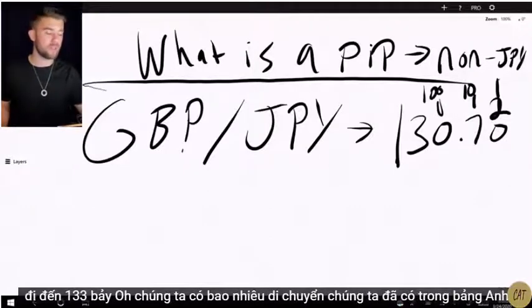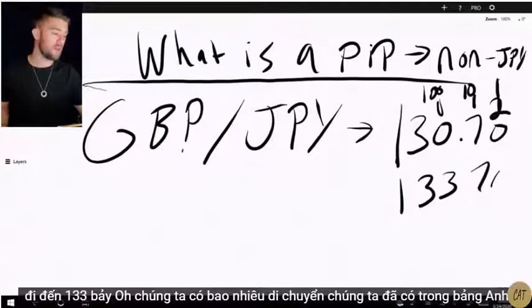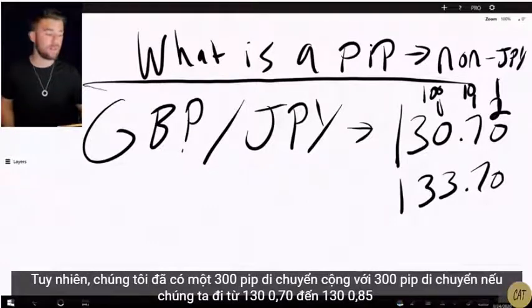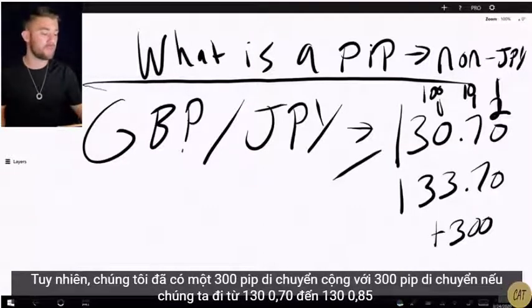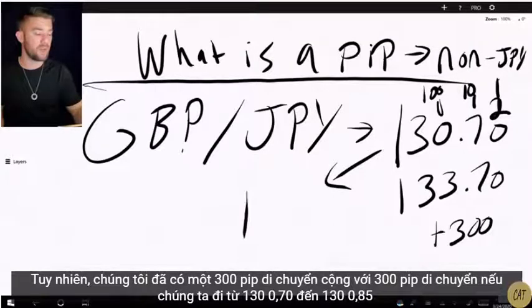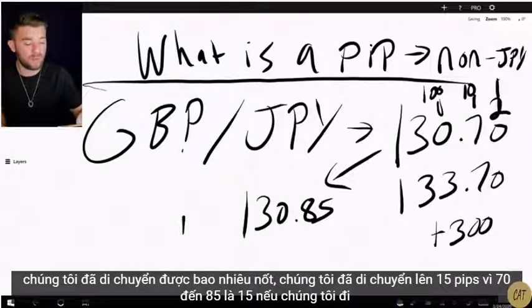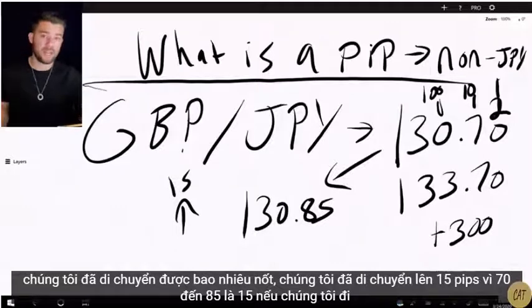So if this market goes to 133.70, what do we have? How much of a move did we have in the pound yen? We had a 300 pip move, a plus 300 pip move. If we go from 130.70 to 130.85, how many pips did we move? We moved up 15 pips, because 70 to 85 is 15.